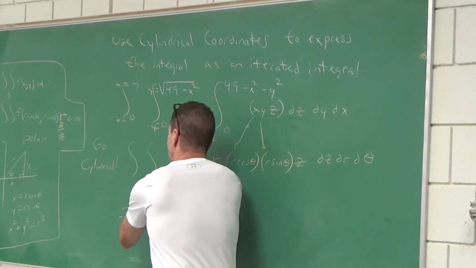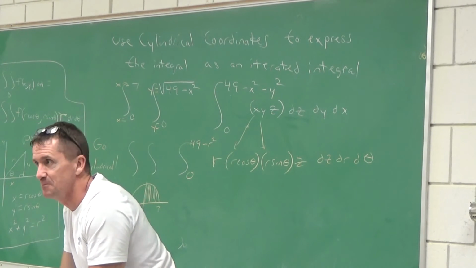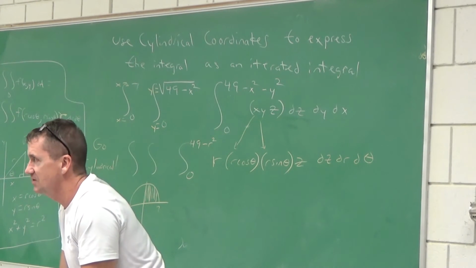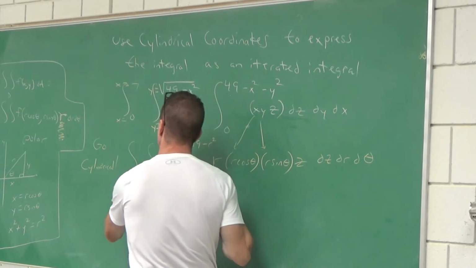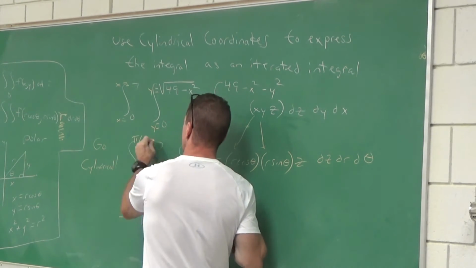Oh, 0 to pi over 2. That's dictating theta. Theta is not 0 to 2 pi this time. What is it? Pi over 2. 0 to pi over 2. Now I know you know what the radius is. 0 to what? Oh.